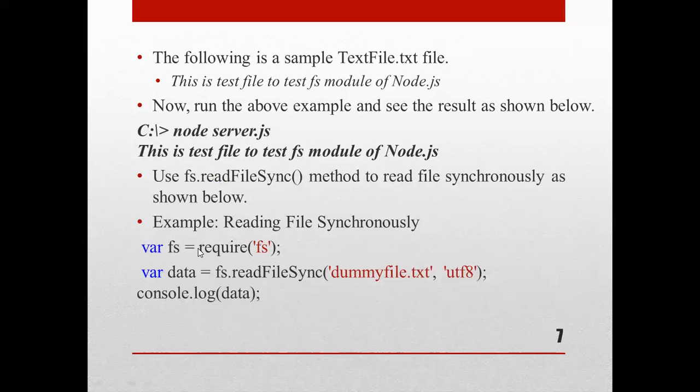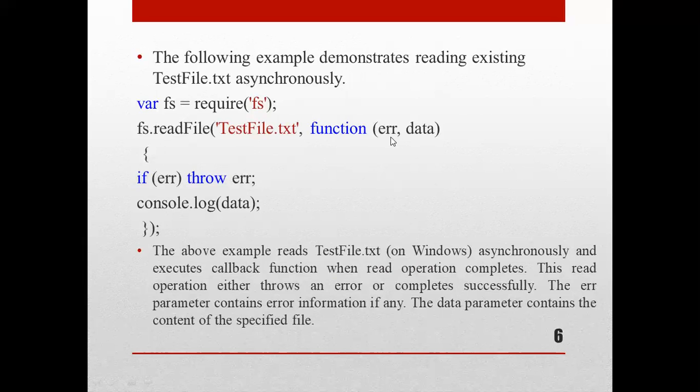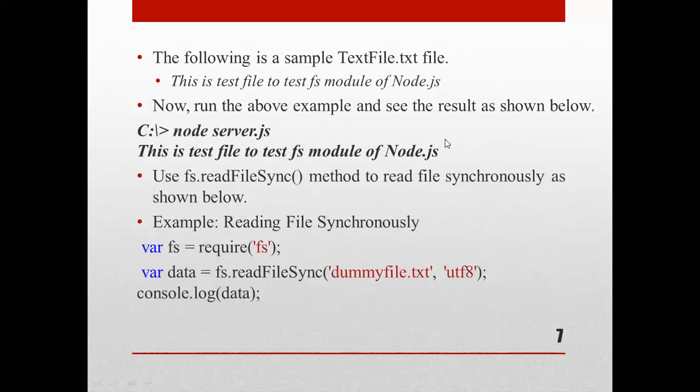Similarly, take a variable fs equal to the imported fs module using the require function. Then take another variable, data. Then use the fs.readFileSync method. Inside the brackets, pass the parameters: the file name and the encoding, that is UTF-8. The default encoding is UTF-8. Then print the data from that file. Previously, asynchronously, we had a function that returns an error if there is any, or prints the data if completed successfully. But in synchronous, we directly pass the file name and encoding as parameters.